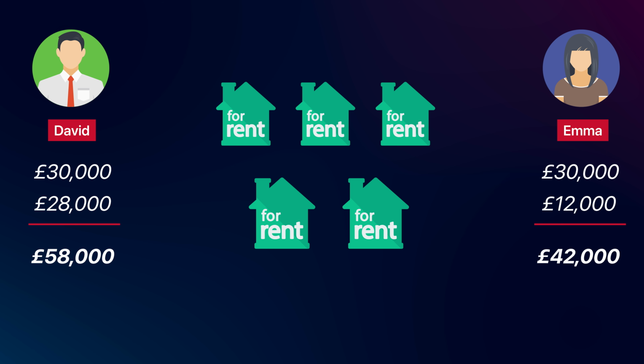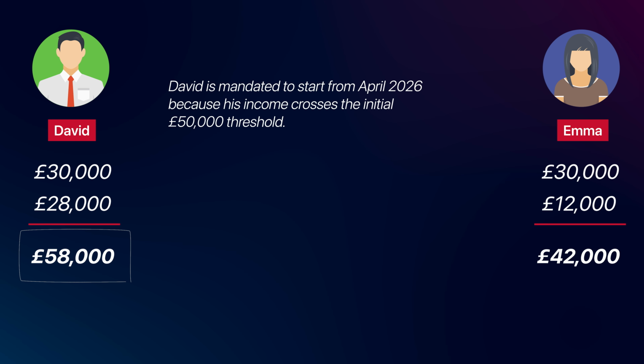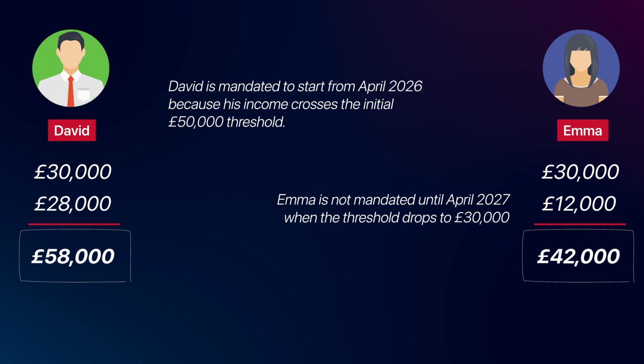Under Making Tax Digital, that matters. David crosses the £50,000 threshold, so he's mandated from April 2026. Emma isn't mandated until April 2027, when the threshold drops to £30,000. Same 5 properties, 2 different MTD start dates. Income tax is charged on each owner at their own marginal rate on their share of the profit. That's why couples often want income weighted toward the lower earner, and structuring ownership legitimately can save real money.